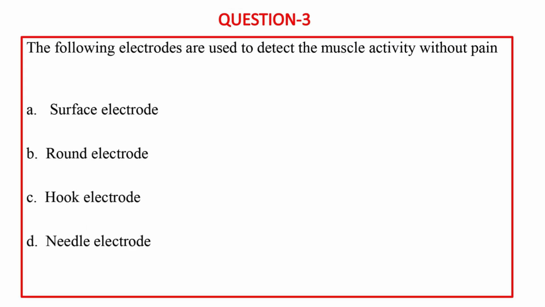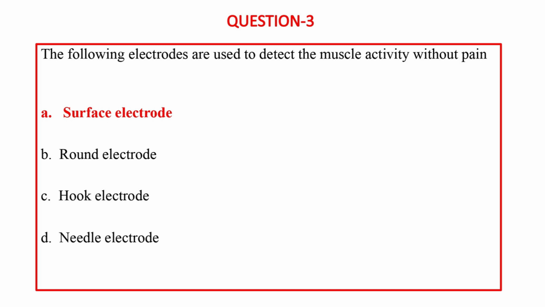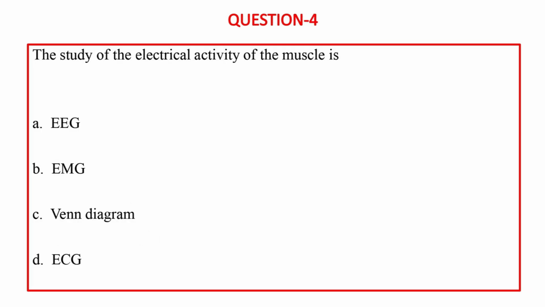Moving on to question number 3. The following electrodes are used to detect the muscle activity without pain. They've given 4 options: A. Surface electrode, B. Round electrode, C. Hook electrode, D. Needle electrode. The answer to this question is A. Surface electrode.